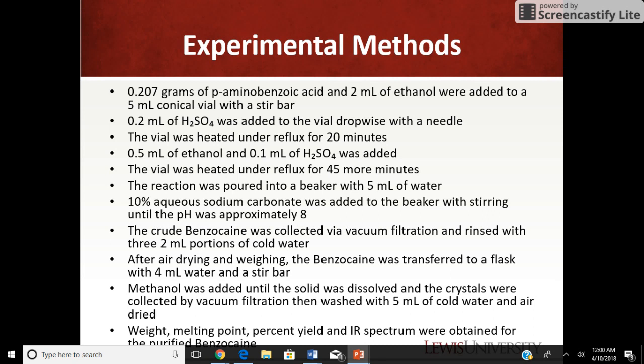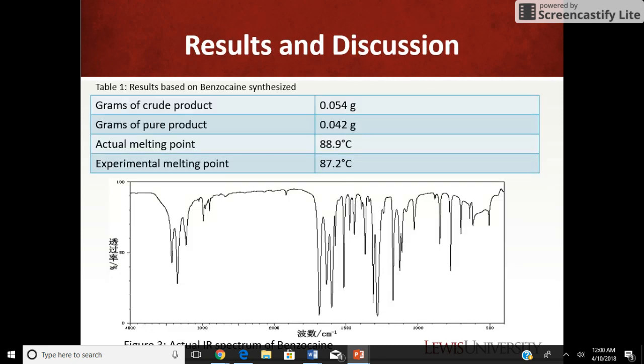Water was again added, and the pure benzocaine was weighed. The melting point was eventually obtained. Percent yield was calculated, and the IR spectrum was found. So our results: the grams of crude product that we ended up getting was 0.054 grams, and the grams of pure product was 0.042. So obviously there's a little bit of mass loss somewhere in there.